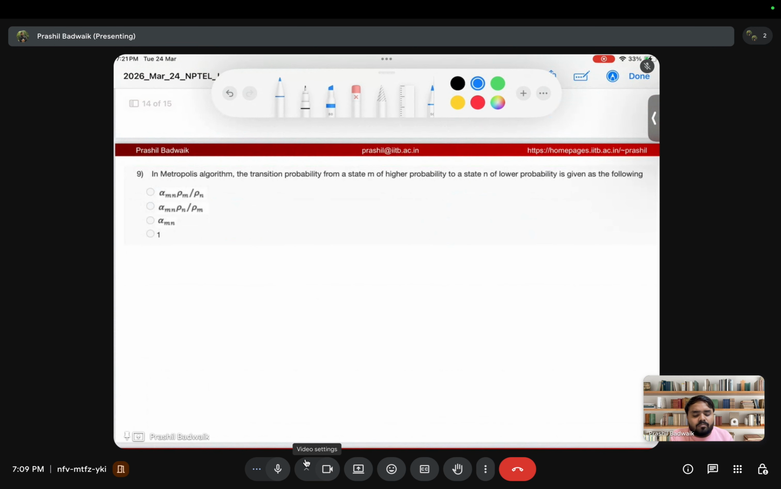Then the Metropolis algorithm, as I told you: the transition probability from a state m of higher probability to a state n of lower probability. So I have a higher probability state m and a lower probability state n, depending on the energy values. We know exponential minus beta E i. So if energy is high, its probability is less. If energy is less, then probability is higher.